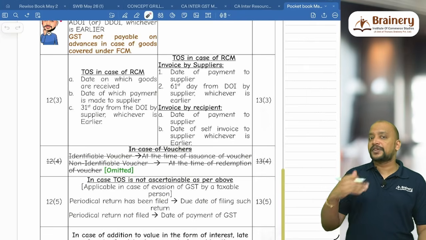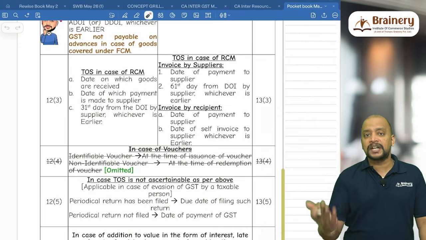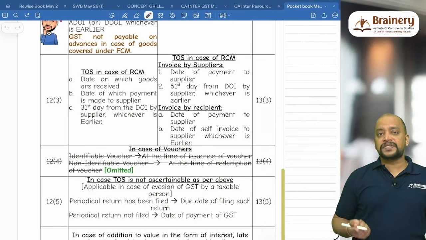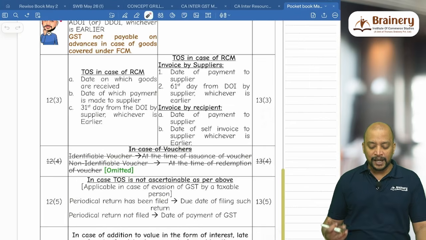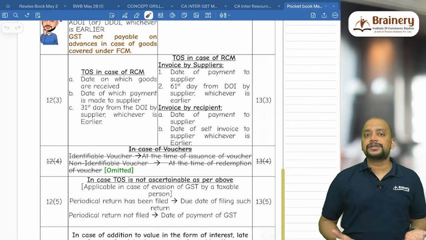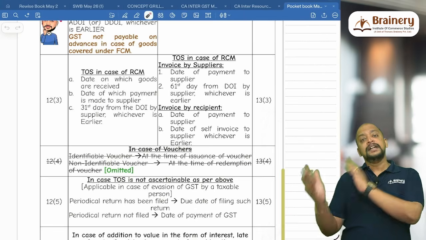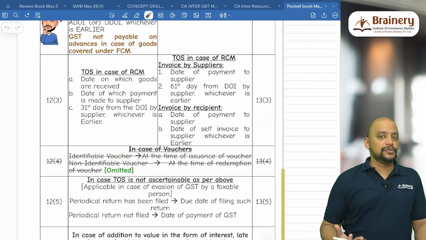Here the date of receipt of service is irrelevant, and here the invoice given by the supplier or any other document given by the supplier, from that date the 61st day should be taken, whichever is earlier. What if the invoice is not given by the supplier? The invoice is given by the recipient. Because when the supplier is unregistered and is not issuing the invoices, the recipient will give the invoice within 30 days from the date of receipt of goods or services.